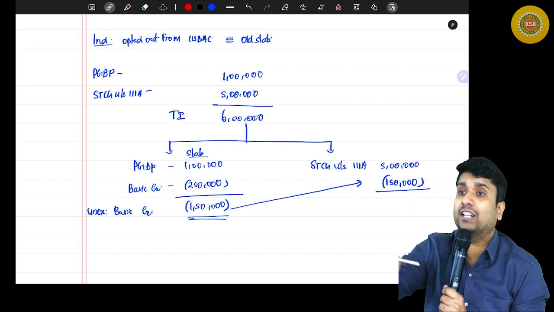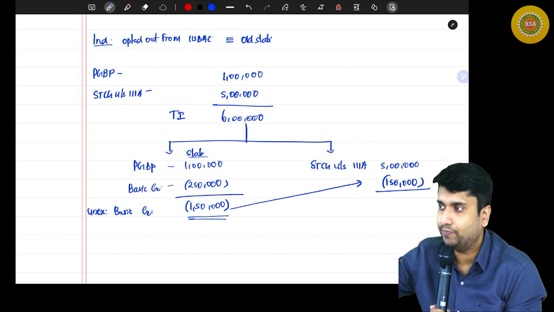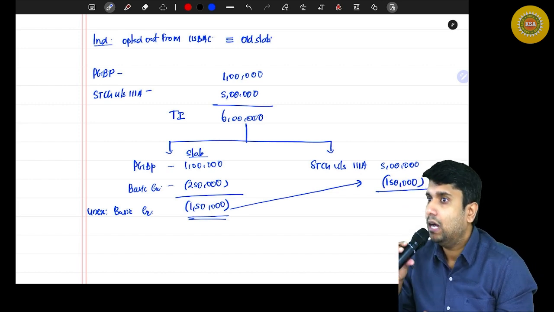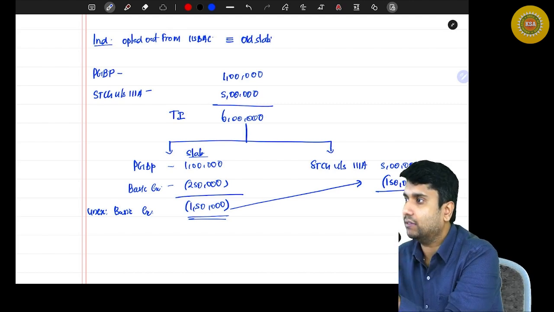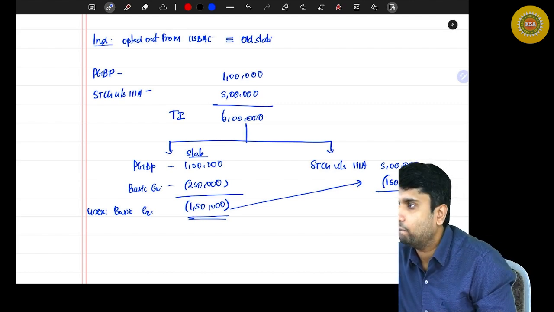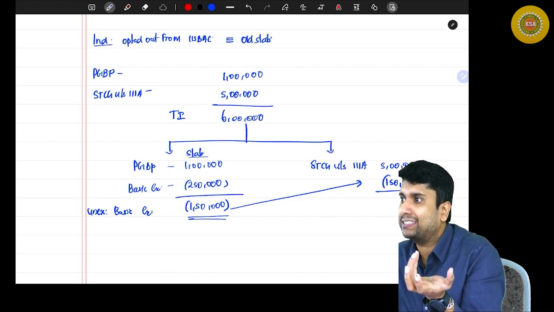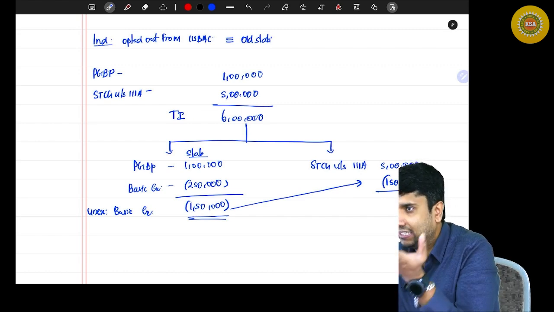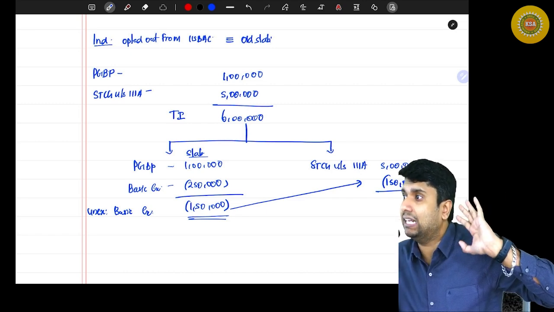Only resident individuals and resident HUFs alone can claim this adjustment. If you are a non-resident, you cannot do this. That unexhausted basic exemption limit is gone. Are you with me? It's not your right, it's a given benefit. What do you mean by not a right? For certain persons, the income tax department has given this right. And the certain incomes are incomes under capital gains, not any other incomes.